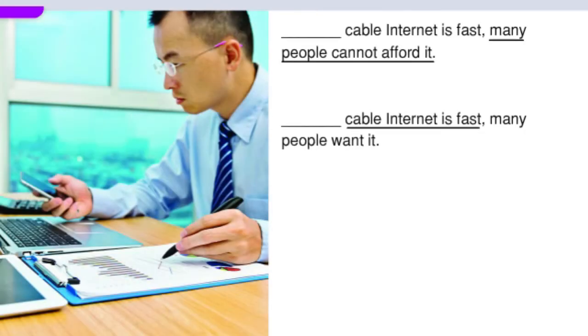Check your understanding. Look at the two sentences. Pay attention to the underlined clauses. Complete the first sentence. Use because if the underlined clause gives a reason. Use although if the underlined clause gives information that is surprising or unexpected. Now complete the second sentence. Use because if the underlined clause gives a reason. Use although if the underlined clause gives information that is surprising or unexpected.